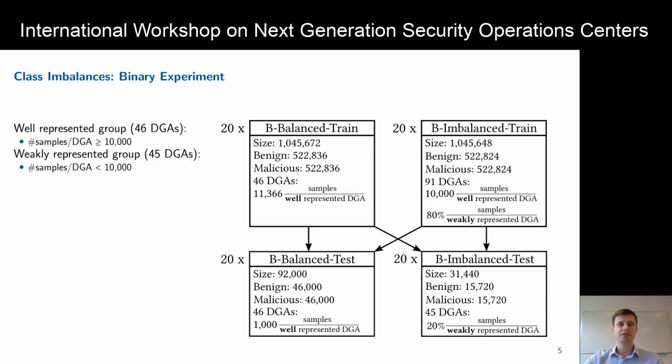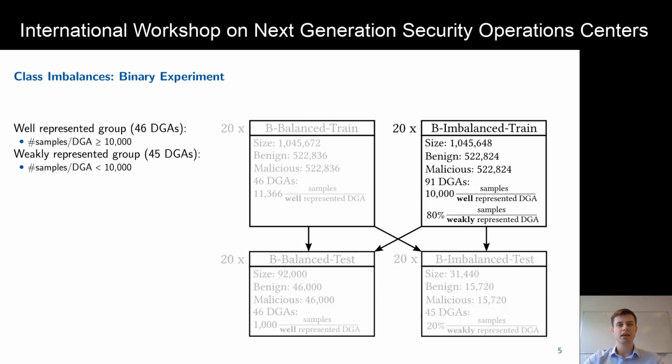For our evaluation, we divided the 91 DGAs into 2 groups. The well-represented group consists of 46 DGAs for which more than 10,000 samples are available. The weakly represented group contains 45 DGAs, for which less than 10,000 samples are known. Here you can see the overview of our binary experiment. We created 4 different types of sets.